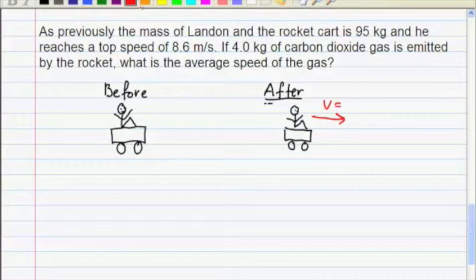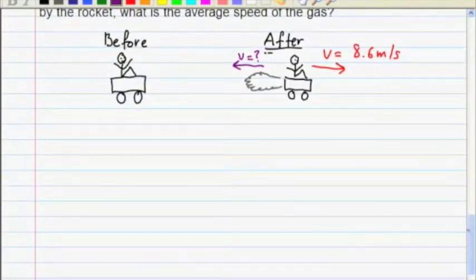And they reach a top speed of 8.6 meters per second. The thing that you have to recognize is that's not the whole story, right? There's this cloud of gas that's kind of getting emitted from the rocket. Now that gas is also moving, and you'll notice that it's moving in the exact opposite direction. So this is the speed that we're interested in. How fast is this gas traveling? Now there's a couple of different ways we could do this, but I would suggest that the simplest way is to think of this in terms of momentum.